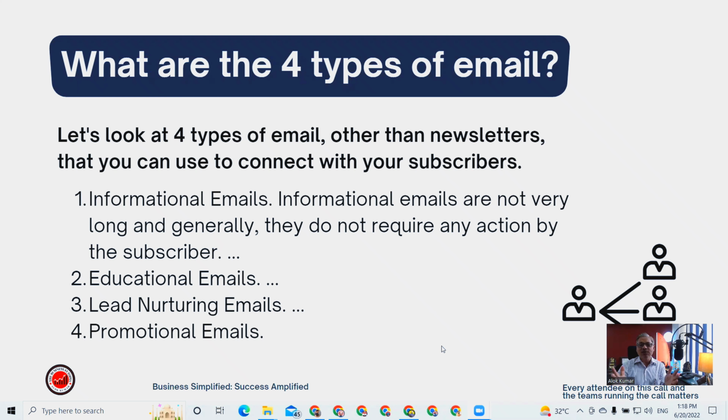So these are the 4 types of emails we are going to talk about, and these are the emails you are going to put across whenever you are sending emails to your customers. So these things should be known.